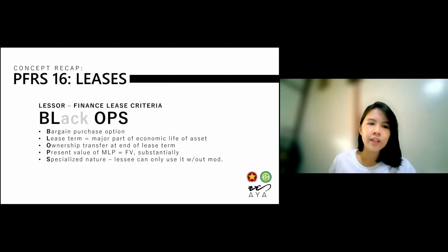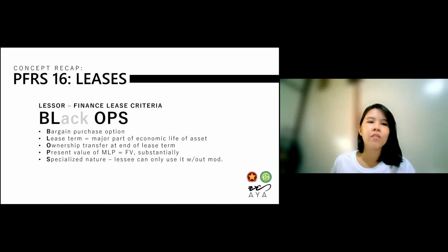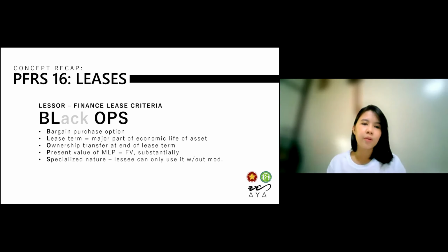Para kasing the fourth item is more of like a constructive term lang of the third item, the transfer of ownership, di ba? Kasi parang nag-approximate na din siya dun sa fair market value. So, safe to say na halos nag-transfer na din yung risk and rewards to the lessee.